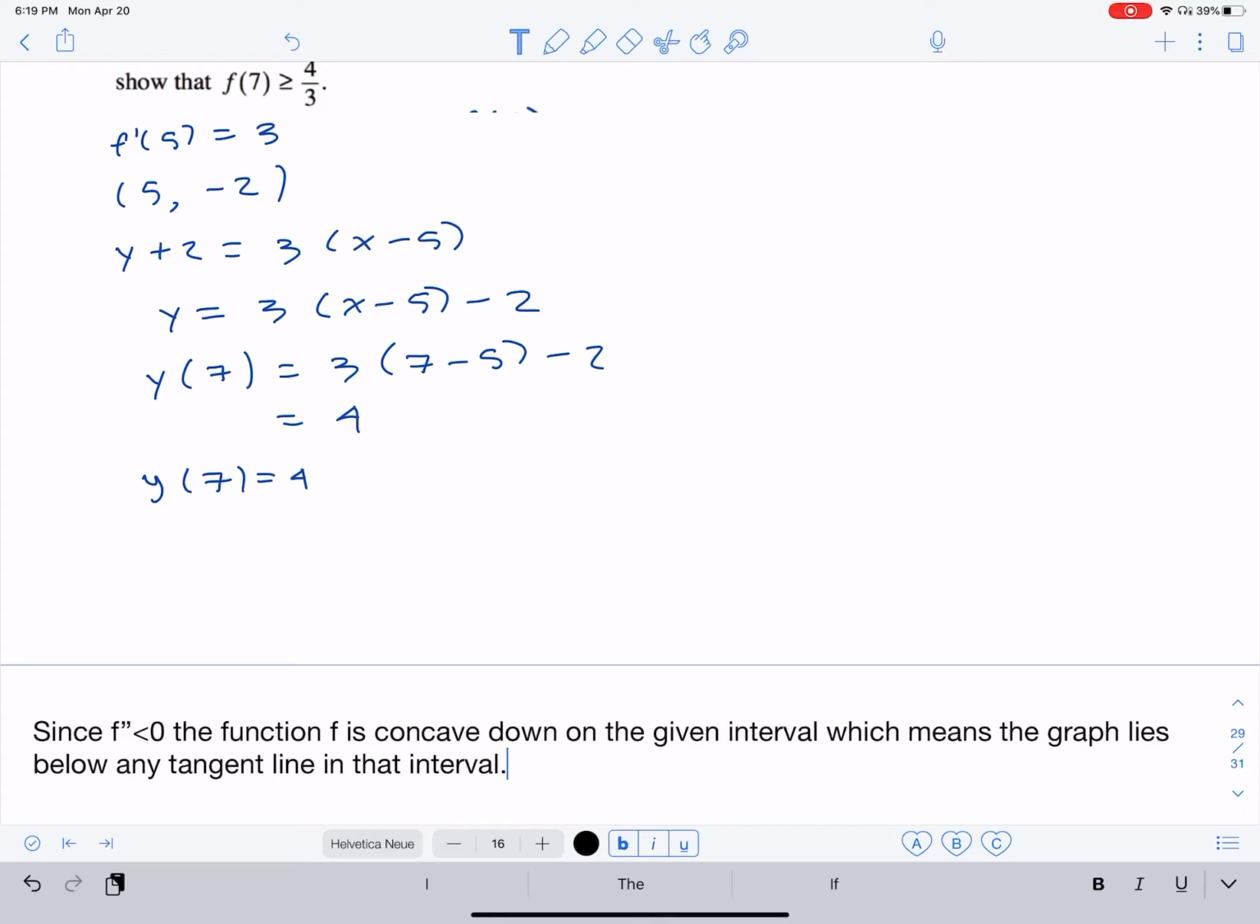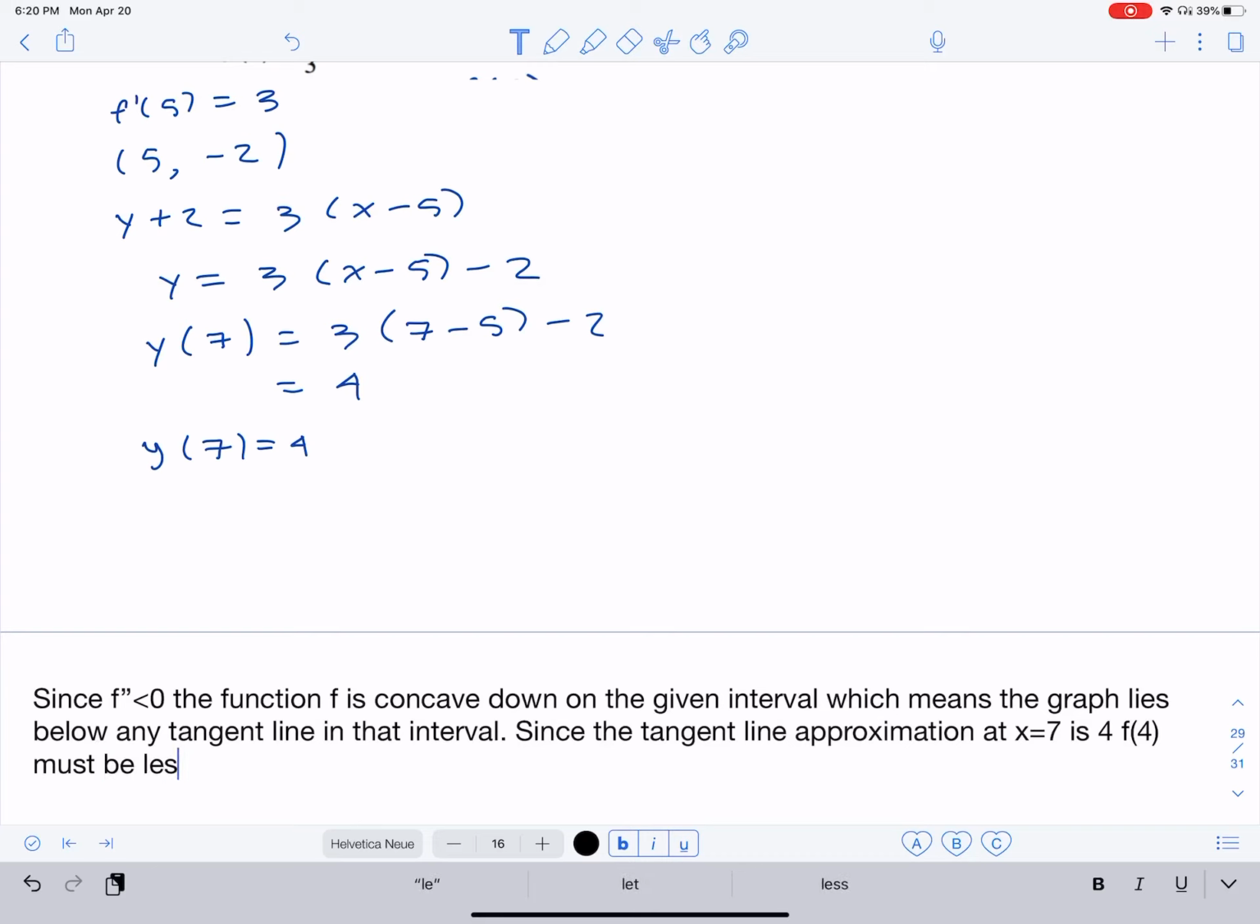So now I can say, since the tangent line approximation gives an approximation at x equals 7 of 4, the f of 7 must be less than or equal to that number. Okay? So again, the big thing from here, what do I have to establish?